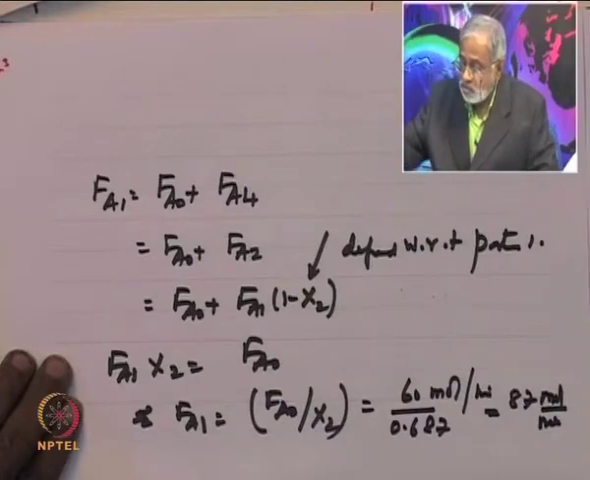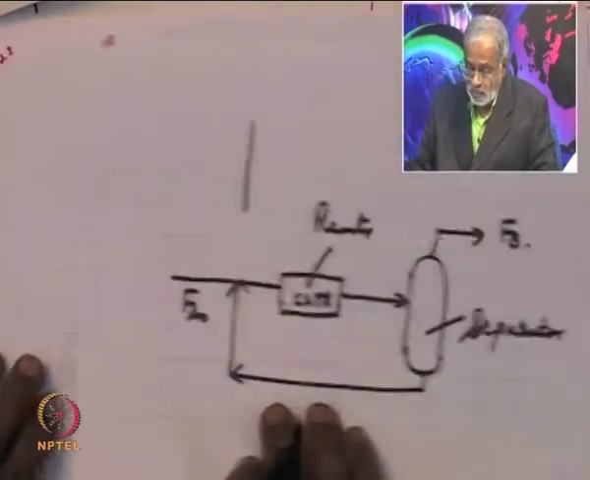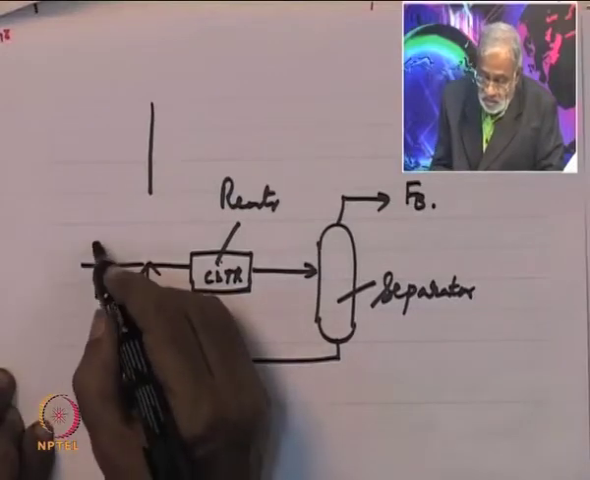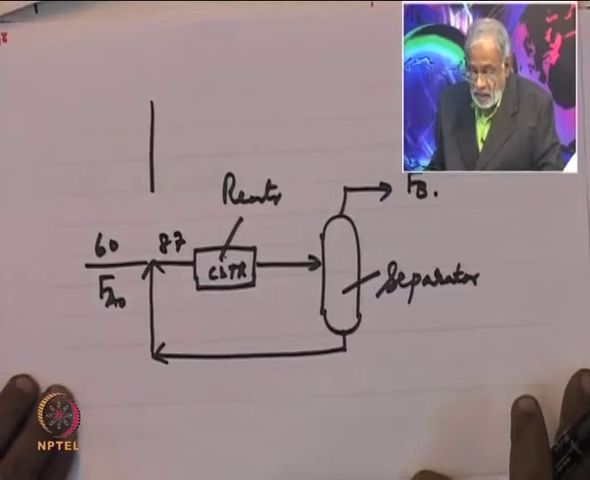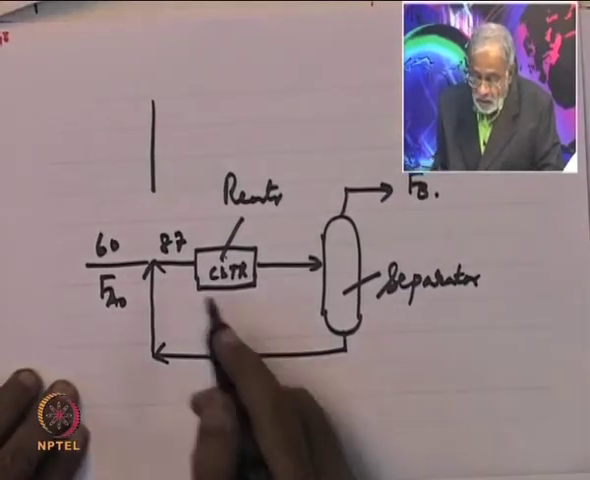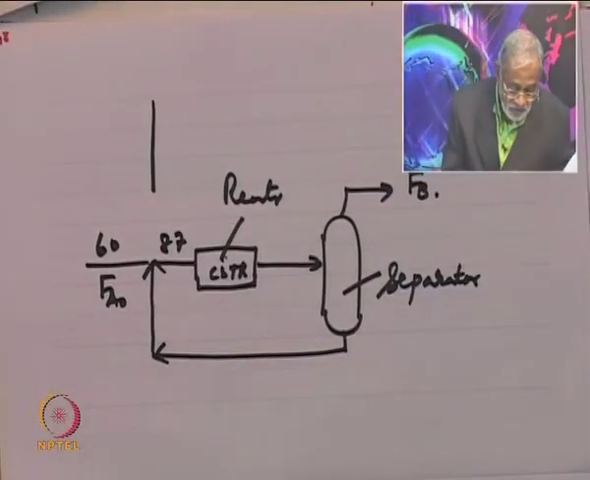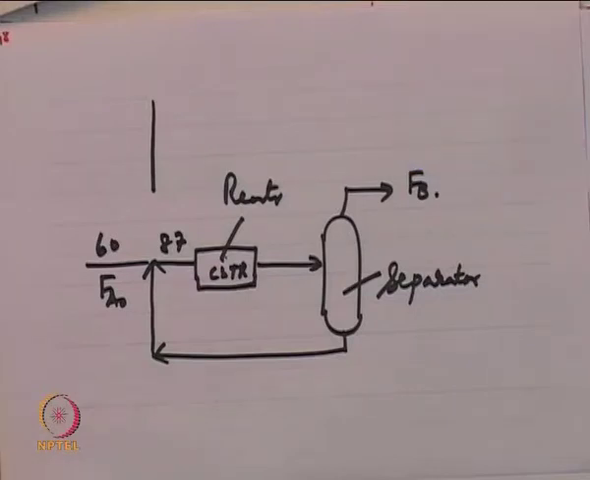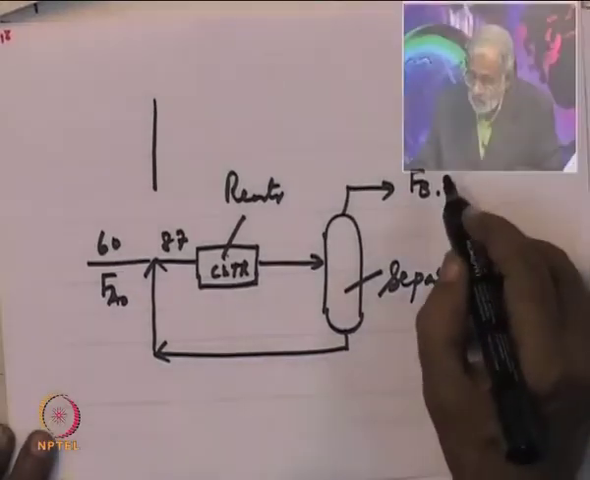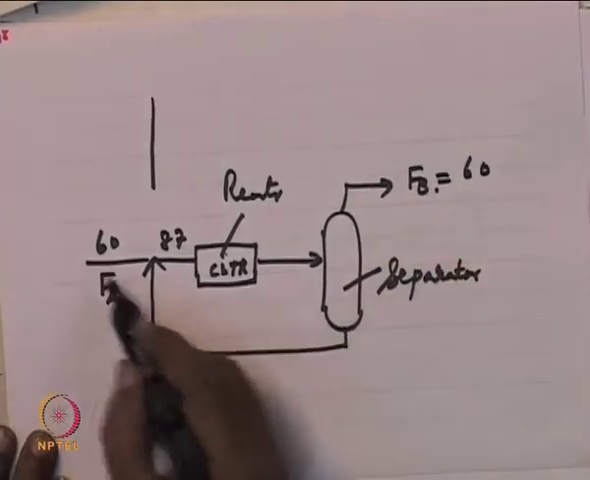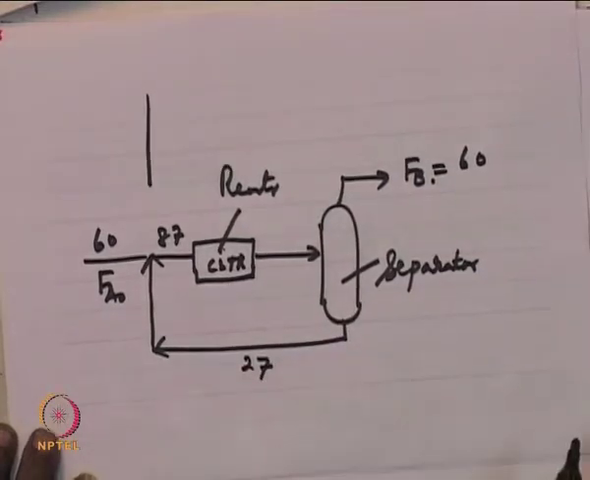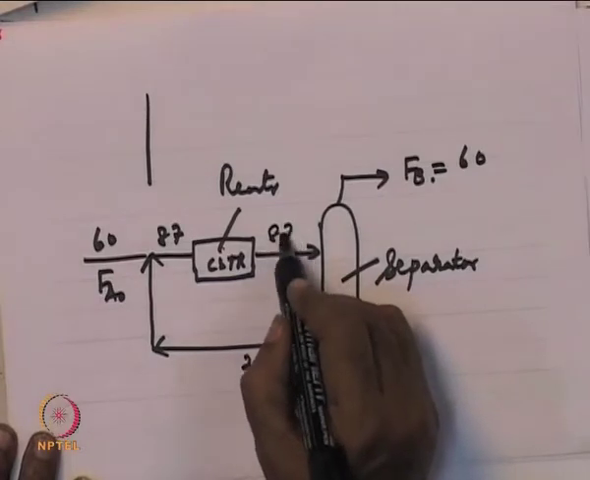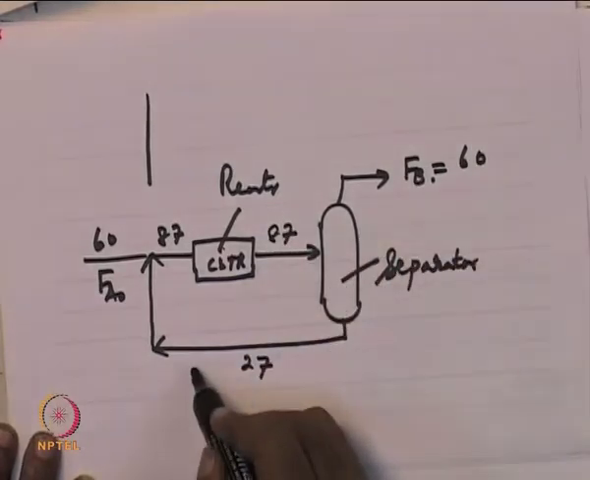Now, with this, we can put all our numbers here. This is 60, this is 60, this is 87. And then, 87 multiplied by 0.687 is equal to 59, so this must be equal to 60, because whatever is coming in must go out, correct? So, what is returning here? It is 27. Is that right? So, this is 87. 60 goes out, therefore, 27 will come back here.